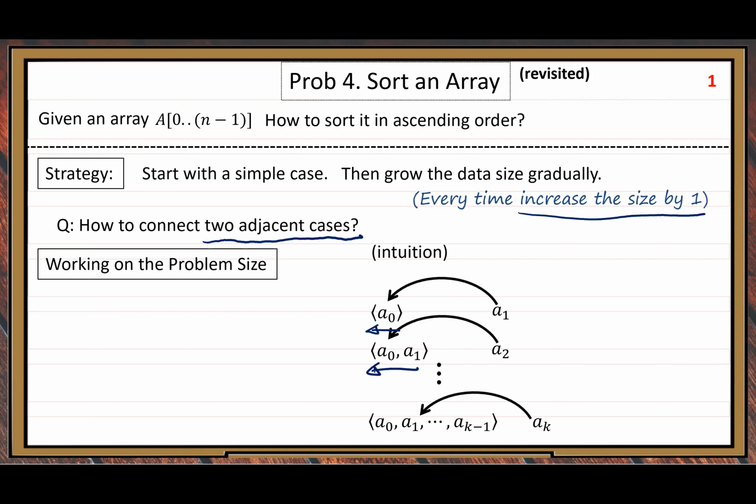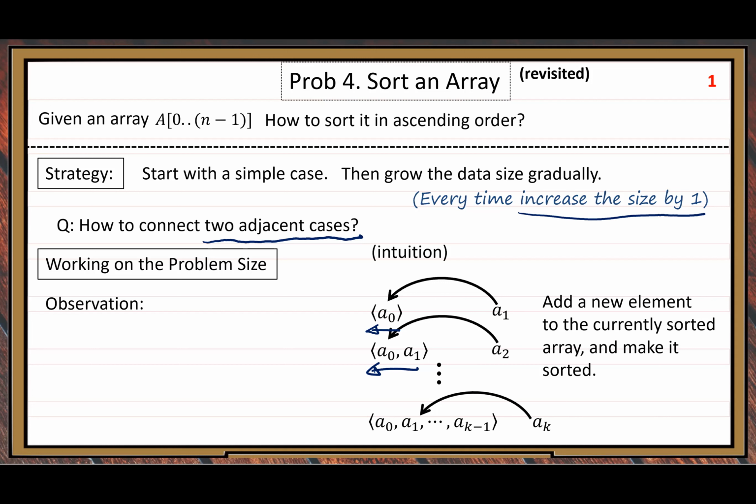So that makes it interesting. Okay. So we will have a new idea, a new solution. All right. Let us summarize what we are doing in these experiments. We add a new element to the currently sorted array and make the whole data set sorted. So that's what we are doing here.